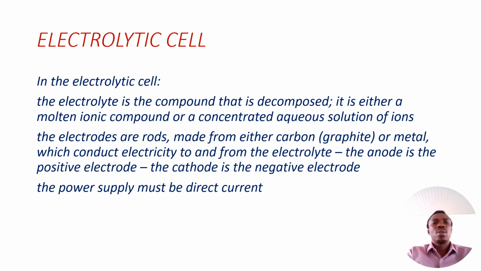Then we have the electrode. The electrodes can be rods, plates or wires made from either carbon, which is graphite, the only non-metal that conducts electricity, or metal, which conducts electricity to and from the electrolyte. The anode is the positive electrode, and the cathode is the negative electrode. Then you have the power supply. It must be direct current that supplies electricity. So that is the entire set of components of the electrolytic cell, where electrolysis takes place.